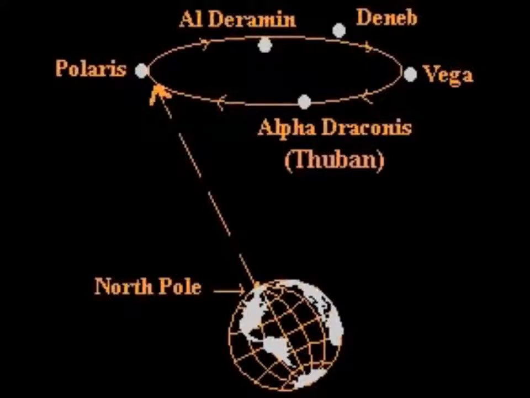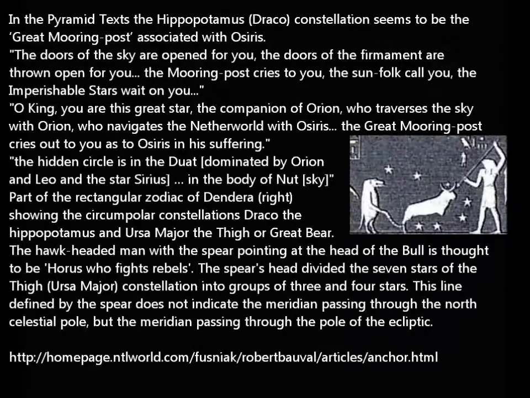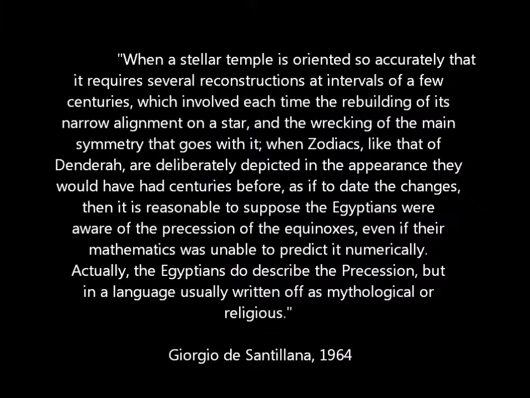Currently Polaris points to the north celestial pole, but in the time of the pyramids, Thuban was the pole star. Ancient Egyptian astronomers represented Draco as a hippopotamus. Robert Bauval believes that the great mooring post mentioned in the pyramid texts refers to the pole of the ecliptic, which is in Draco, and the spear held by the hawk-headed god is actually a meridian that passes through the pole star and the pole of the ecliptic.